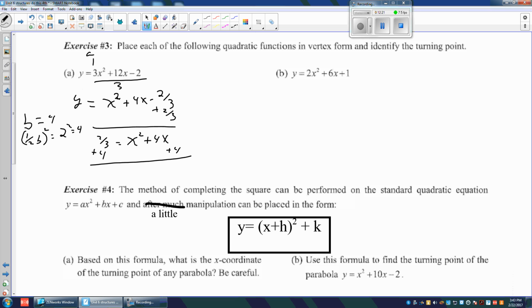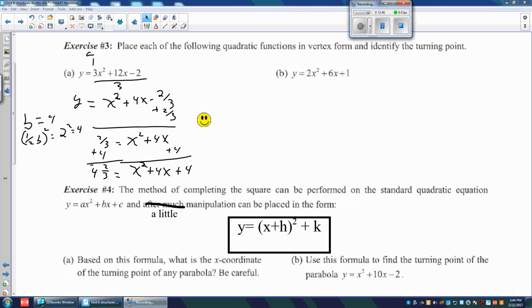And you know what? You're like, why are you moving this to left and right? Hey, I just am. So 4 and 2/3. Yes, 4 plus 2/3 is 4 and 2/3, equals x squared plus 4x plus 4.